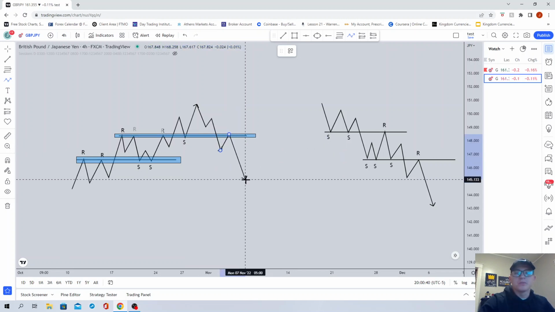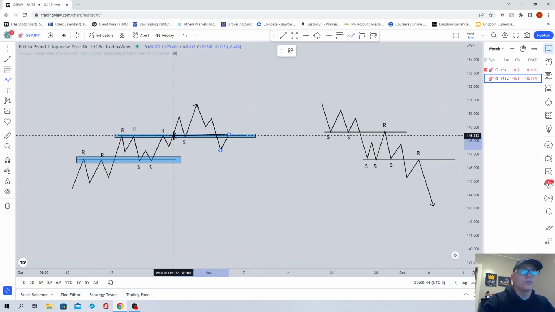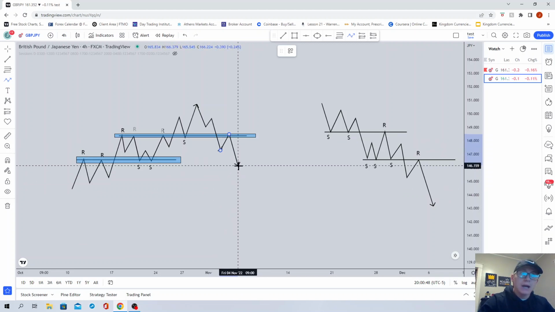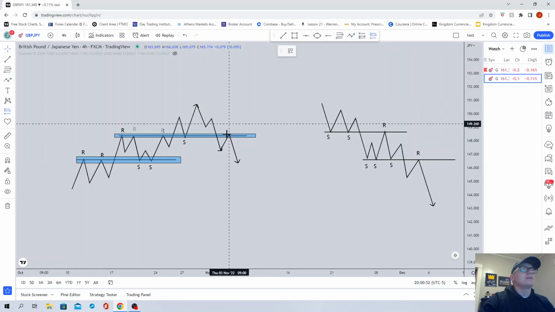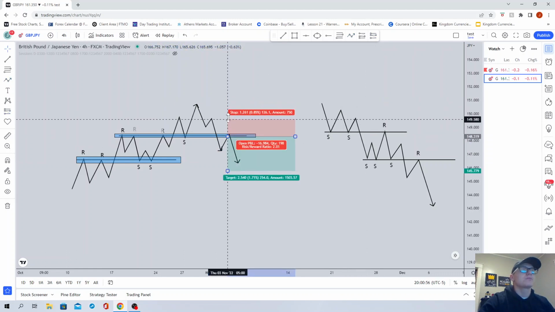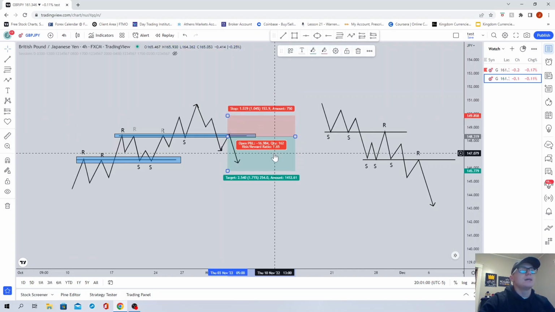I would say the probability is pretty high, due to the fact that we have rejected 1, 2, 3, 4 times. So what are the odds that it rejects again? I would say pretty high. So obviously that is a good ideal area to take a sell, with stops going above the last significant higher low, because that would invalidate the trade if it hit that, and obviously targeting new lows.